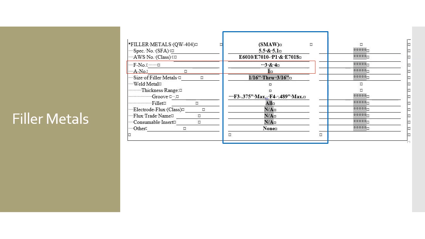And then we've got our thickness ranges, how much filler metal we can deposit. All this is determined by ASME Section 9. I'm not going to get off in the weeds talking about that. And you've got consumable inserts and other things that don't pertain to us in this weld procedure. They're just blank lines for other welding processes.